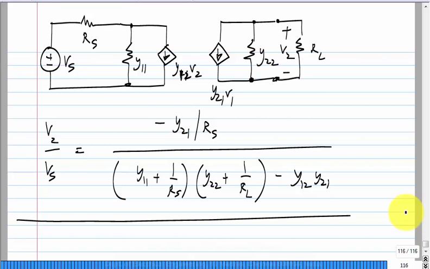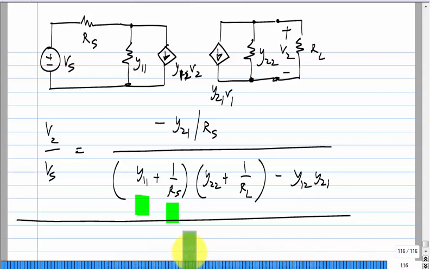There are some terms in the expression for V2 by Vs, and if you look at the circuit, it's very obvious why it comes out the way it does. Which terms am I talking about here? Why does it come out that way? You are saying the first term in the denominator is the sum of conductances Y11 and Gs, right? Why should they get added up?